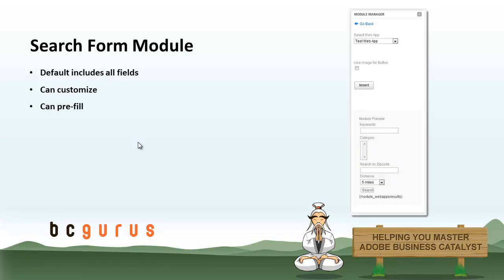For the actual module, there's 2 modules that are relevant to search. One is the actual search form module. We'll talk about how you can customize it and optionally pre-fill fields in. And then there's also the web app search results module as well.